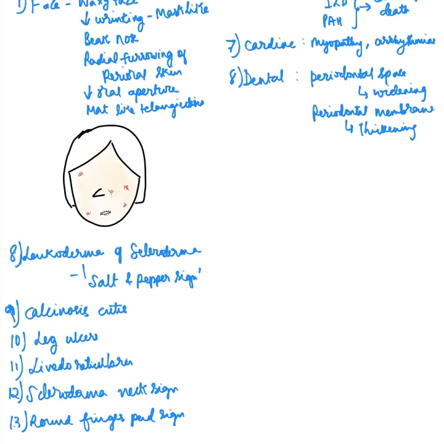Then livedo reticularis, and there is something called a scleroderma neck sign, where there is a palpable tight band over the platysma in the hyperextended neck. It also happens as a result of that sclerosis. And the round finger pad sign, where the peaked contour of the finger pads is lost and it is replaced with a hemisphere like fingertip contour, and it is very apparent in the ring fingers.